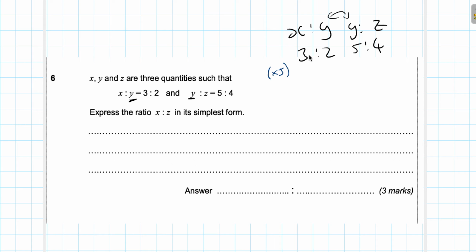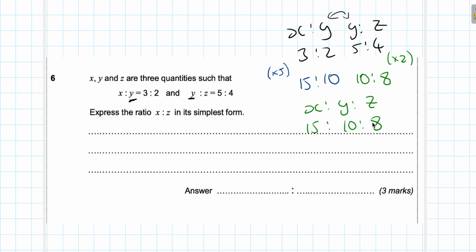So if we do the left one by 5, we get 5 times 3 is 15, and 2 times 5 is 10. And on the right hand side we're going to times it by 2. So here it becomes 5 times 2 is 10, and 4 times 2 is 8. So now we can link the two together because we have a y term that is the same in both ratios. So we've got 15 to 10 to 8.